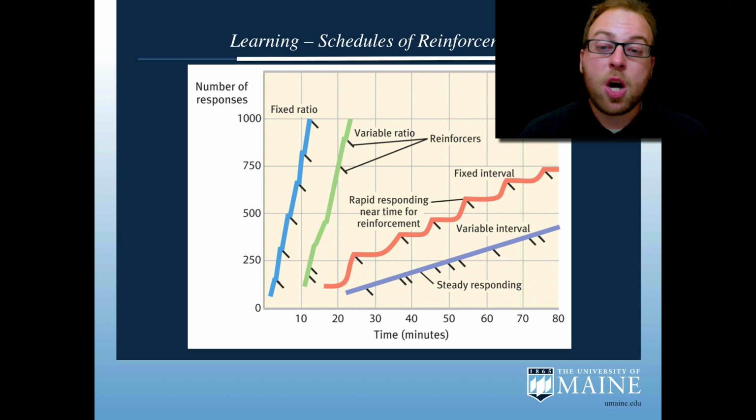You can see on the y-axis of this graph the number of responses of lever pushing that are encouraged by different schedules of reinforcement. On the far left is the fixed ratio schedule of reinforcement. In this case, every 150 times the animal responds, it receives a reinforcer. This produces a very steady and very high rate of response.